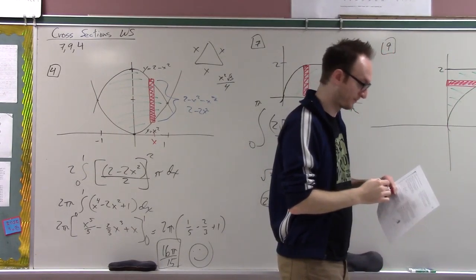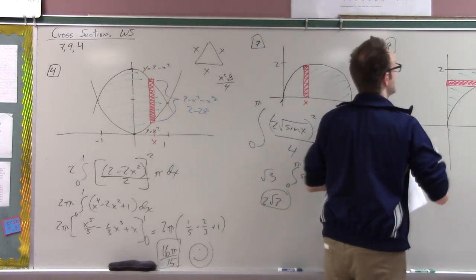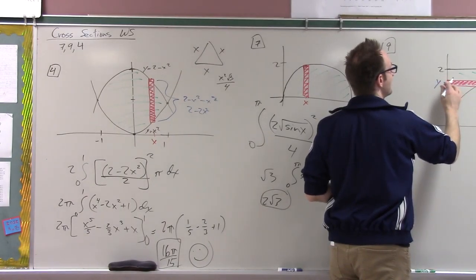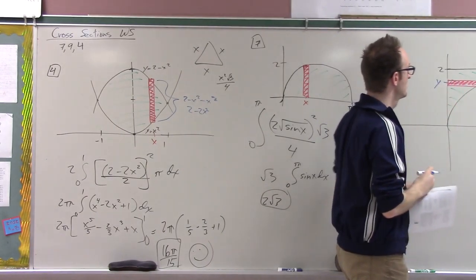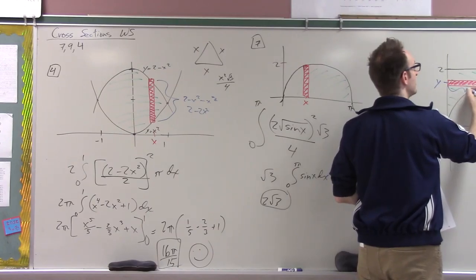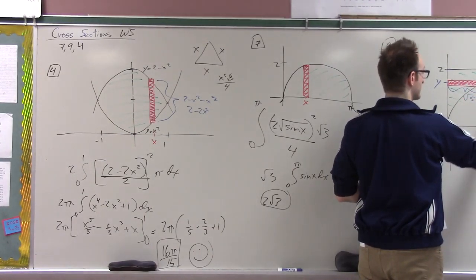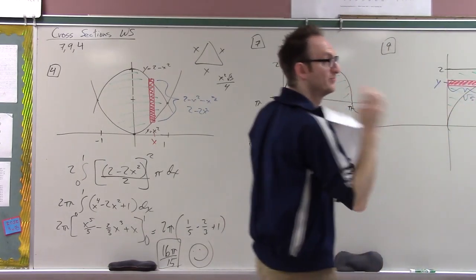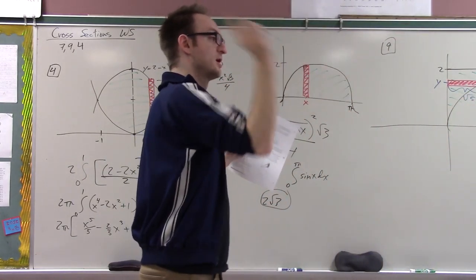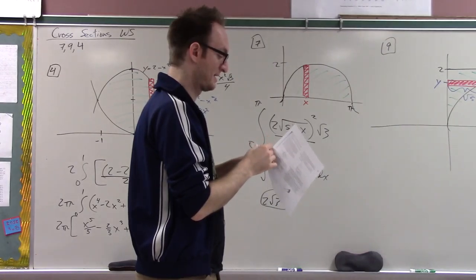Did you guys all figure this out? Okay, cool. So what I do now is I take an arbitrary y value, and for that arbitrary y value, the length of that red thing is root 5 y squared. And now I'm not rotating it. I'm just building circles which have that as the diameter.